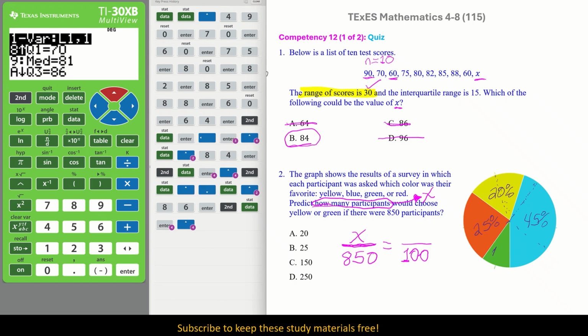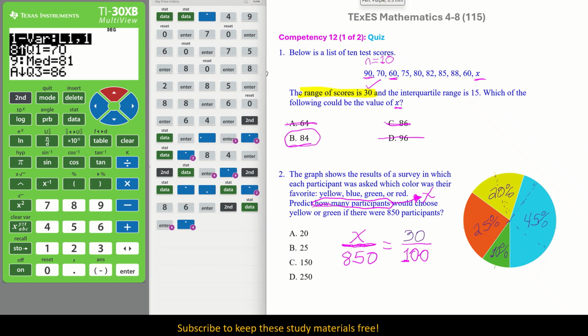And the green is roughly 10%. So if we put our yellow and green together, they're saying yellow or green. That means it's both of them. We put both together in a pool. Doesn't matter which one we pull out, yellow or green. Those are the participants that we're looking for. So this would mean that I am searching for roughly 30%.